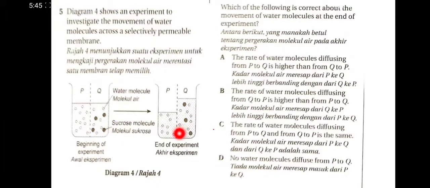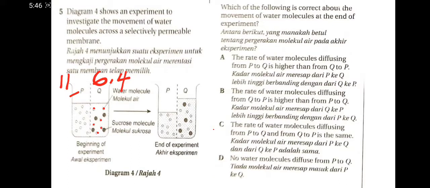So what you need to pay attention to before you go to the answer options is, look at P. For P, you have to see how many water molecules it has. So you count: 1, 2, 3, 4, 5, 6, 7, 8, 9, 10, 11. So 11 water molecules in P. There is no sucrose in P. Then look at Q. Q has water molecules 1, 2, 3, 4, 5, 6. So 6 water molecules and 4 sucrose molecules.